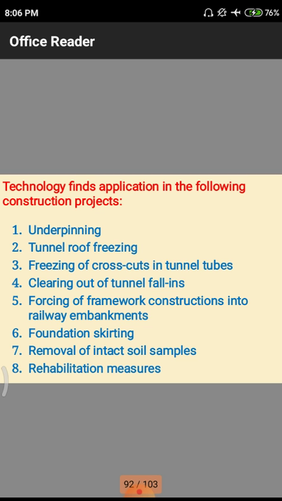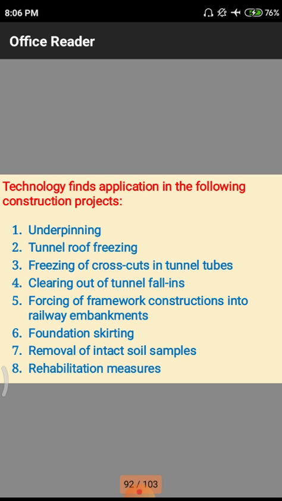Next one is tunnel roof freezing. Tunnels are normally for our transportation purposes. We construct these tunnels simply for the movement of vehicles or boats. In those cases there may also be some leakages we have to face. To arrest those leakages, we use these freezing techniques in tunnels.